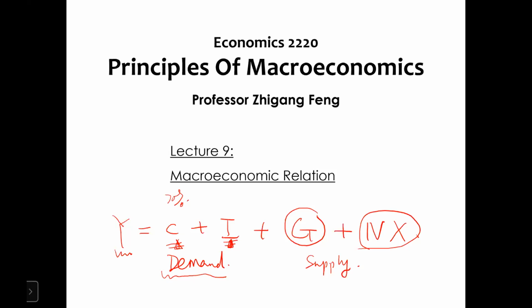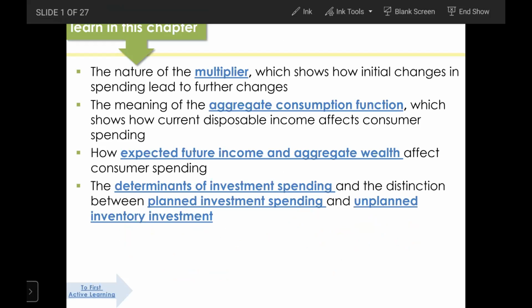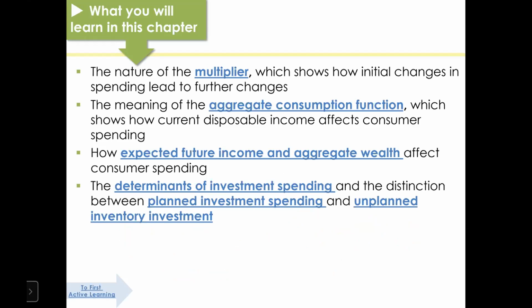And then in this chapter, what I'm going to do is explain to you how consumption is going to vary with your income. And similarly, how investment is going to vary with your income. Or in other words, we are going to look at C as a function of Y and I as a function of Y.